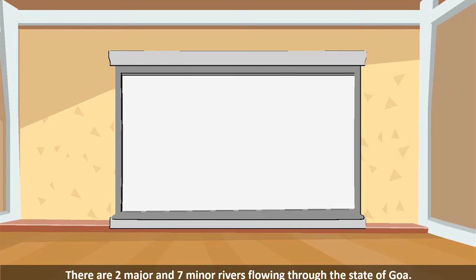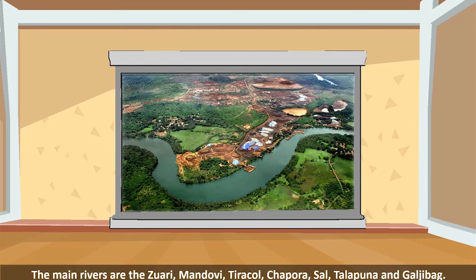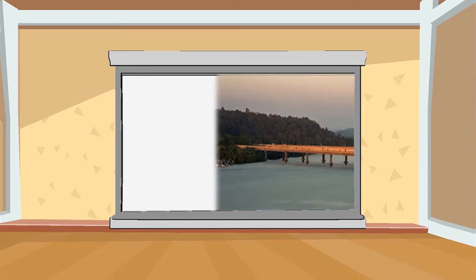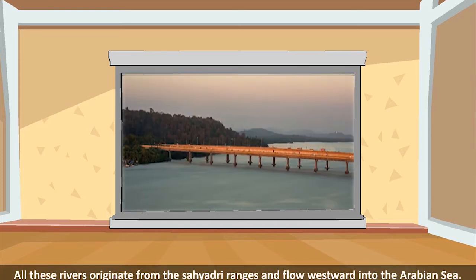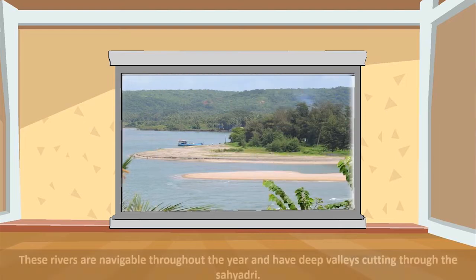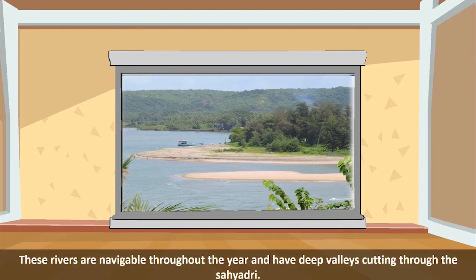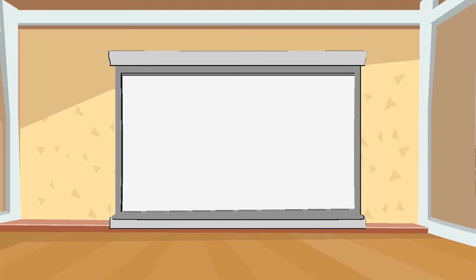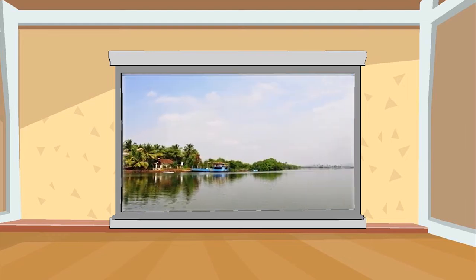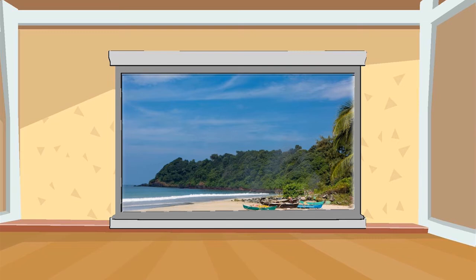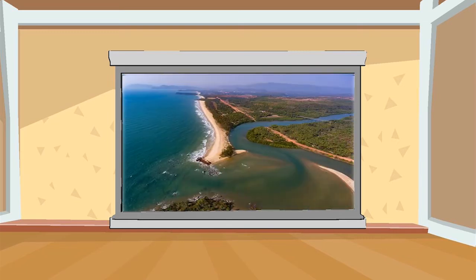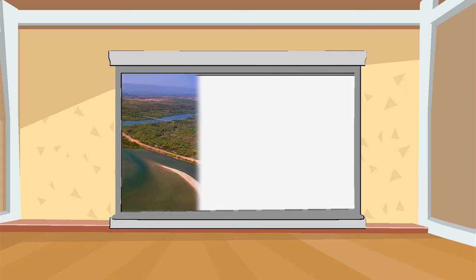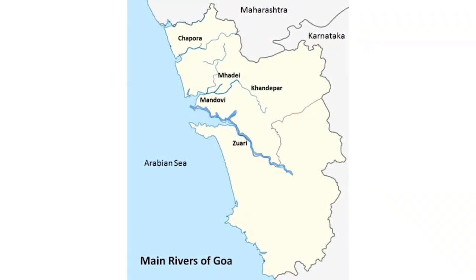Goa has 2 major and 7 minor rivers. The names of the main rivers are mentioned in the slide below. These rivers originate in the Sahyadri range. They flow westward and drain themselves into the Arabian Sea. The state of Goa is traversed by 2 main and 7 minor rivers. The Zuari, Mandovi, Tiracol, Chapora, Sal, Talpona and Galgibaga are the major rivers.